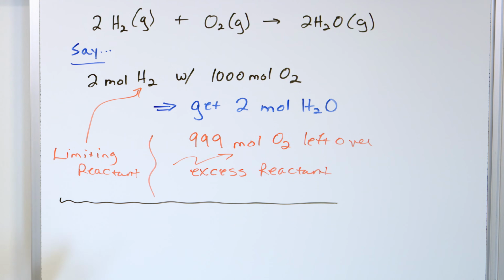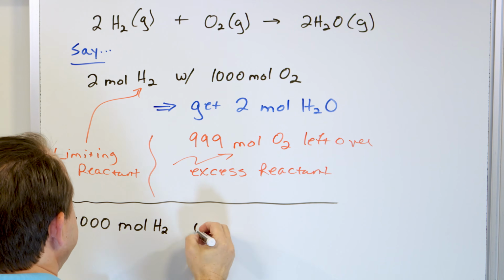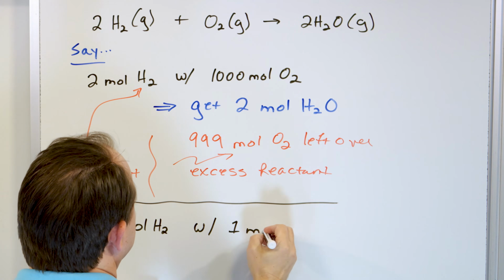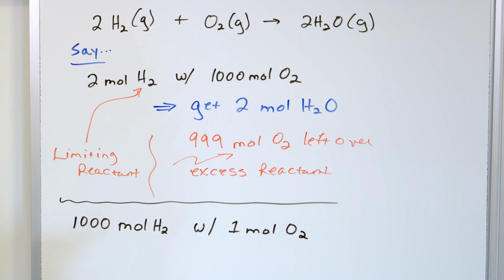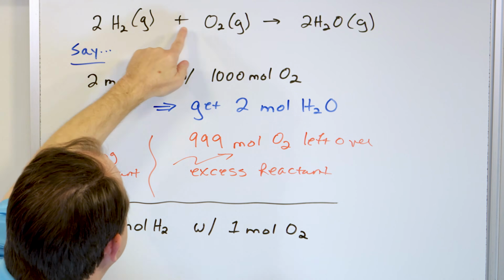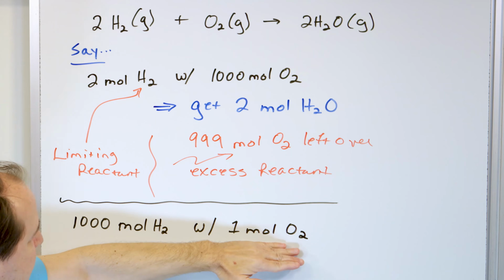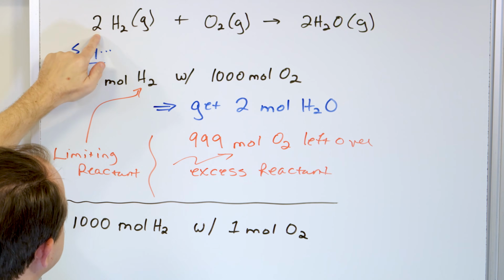All right, now let's go the other way. Let's say I take 1,000 moles of hydrogen, and I'm going to react it with 1 mole of oxygen. So this is the reverse situation. What's going to happen? Lots of excess hydrogen. It bonds in a mole ratio of 2 to 1. Now I told you that 1 mole of oxygen was present, so that is going to connect with 2 moles of the hydrogen.